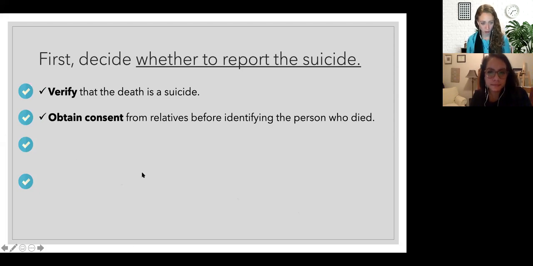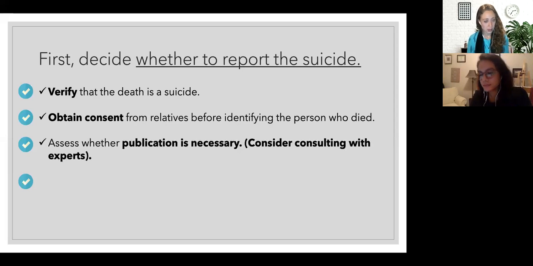And I would encourage you to take their situation, as it is incredibly heavy and delicate, into account before making that information public. A third item that we would recommend considering is assessing whether the story is clearly in the public interest.